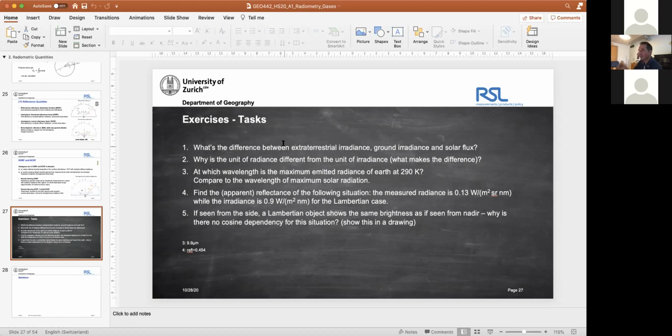So the difference between extraterrestrial, ground and the solar flux is, you started out of the atmosphere. Extraterrestrial ground is on the ground, but perpendicular to the direction, and solar flux is on a real square meter on the ground. If it's tilted or not, then you talk about the flux. So these are the three terms. If doing the modeling, we're starting with the solar flux, or we want first to have the solar flux. We're starting with the extraterrestrials already.